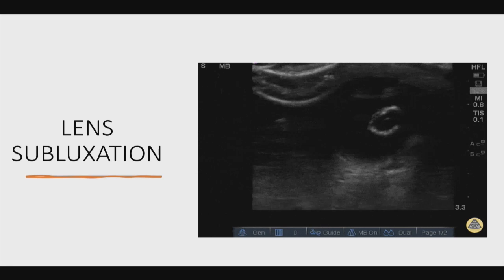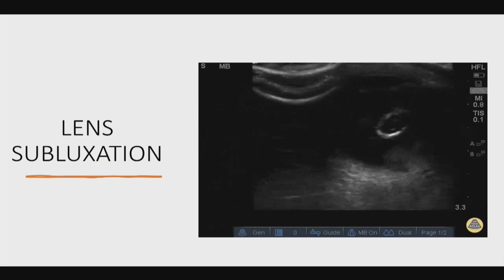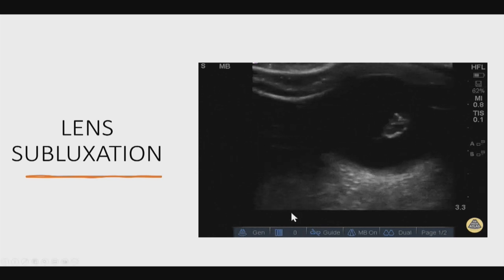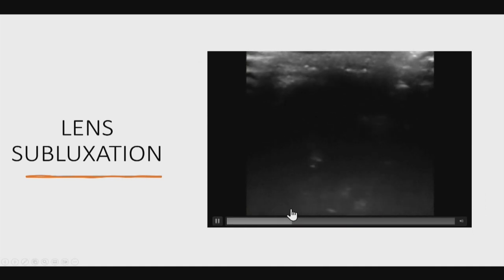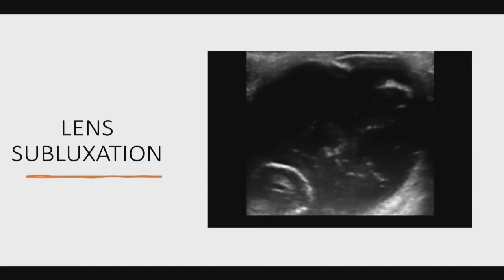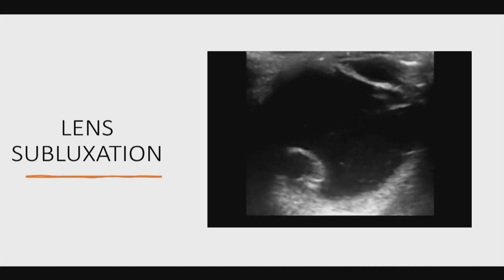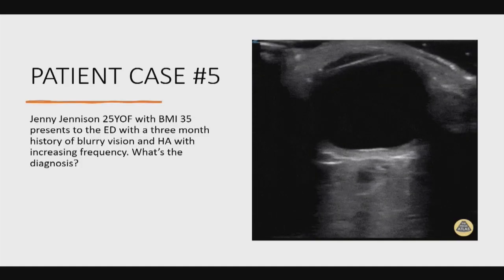This is another example of fanning through the eye with lens subluxation. And this is another example of fanning through the eye with lens subluxation. Again, I don't know whether you guys have already noticed. With fanning, you can see stationary objects, but if you have the patient move the eye, you see the objects also move. So more dynamic versus stationary.